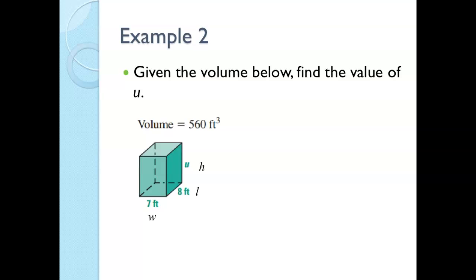And so now I'm going to use the formula for volume, which is length times width times height. And I'm going to put everything I know into this equation. So the volume is 560, the length is 8, the width is 7, and we need to find the height, U. All right, simplifying, we have 560 equals 56U. Divide both sides by 56 and we get U is equal to 10.